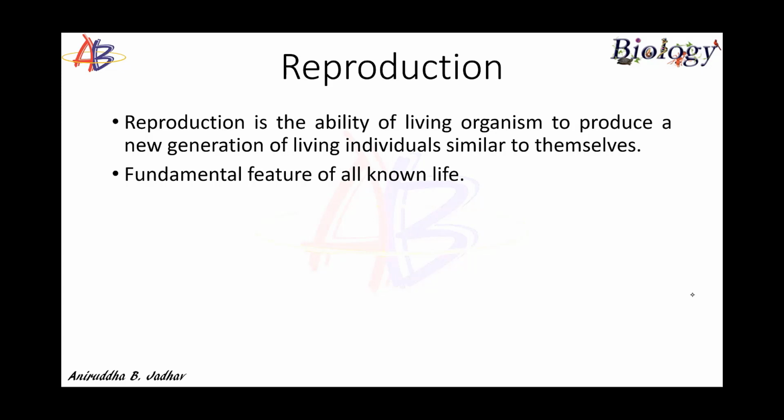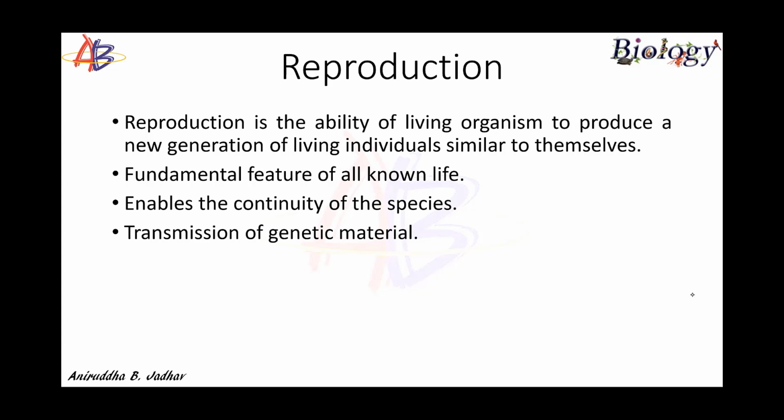So putting this all together, we can say that reproduction, which is a fundamental feature of all living organisms, is a crucial process for continuity of species on the earth. Reproduction enables the continuity of the species. So as I said, this process is crucial for the continuity of every species on the earth. Now, during the process of reproduction, every parental organism is transferring the genetic material, which is a sort of information, to build up the next generation.